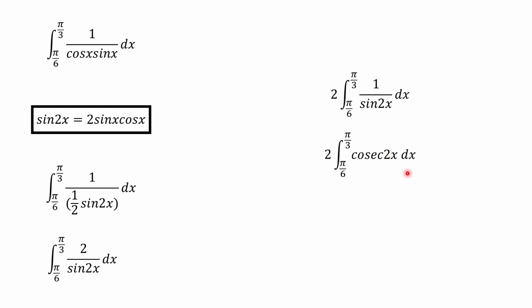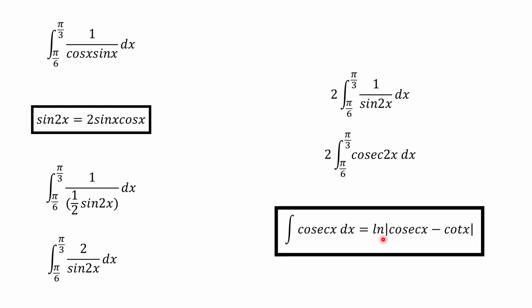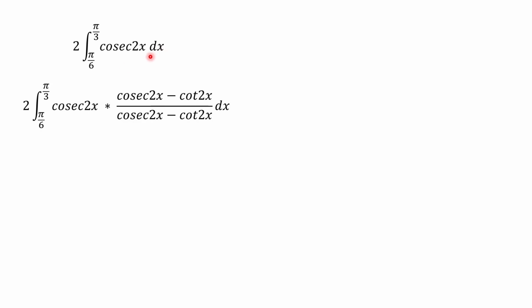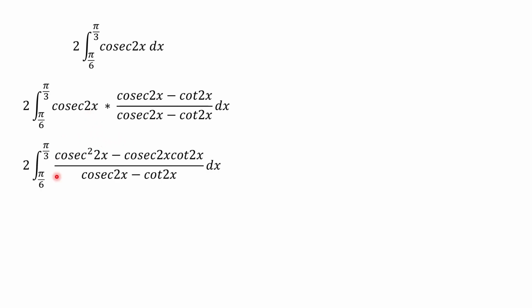Some of you may recognize from here that when you integrate cosecant 2x, you're just going to get the natural log of cosecant x minus cot x. But just in case you don't know it, we can go through it together. There's a really nice trick for integrating cosecant, which is to multiply by a fraction with both the denominator and numerator being cosecant minus cot, just like so. And remembering to use 2x instead of x, because we have 2x here. And then when you simplify that, you get this.